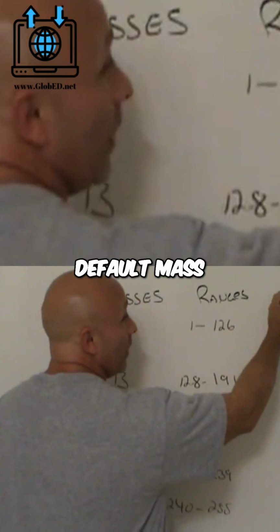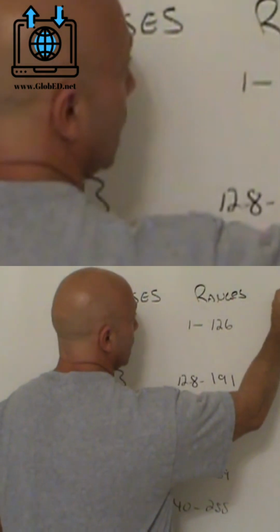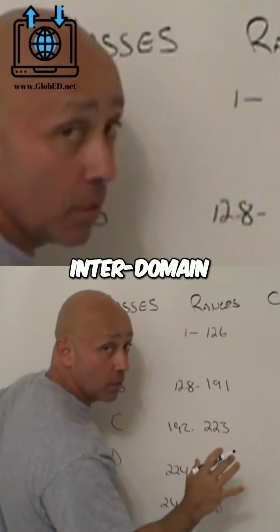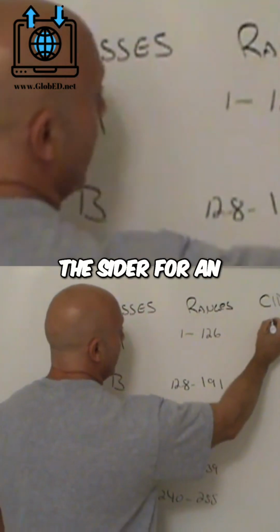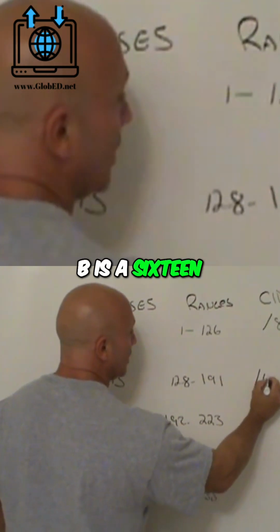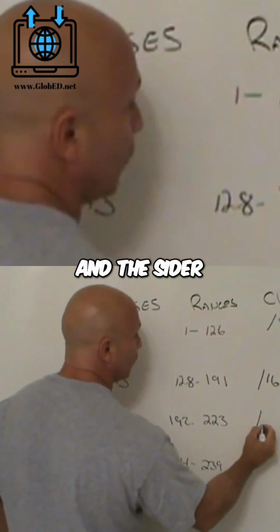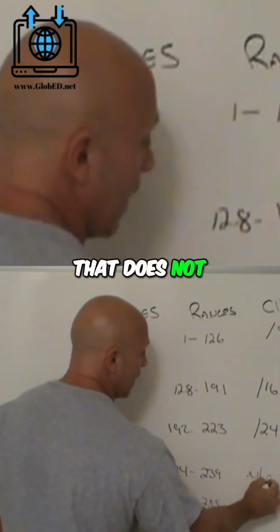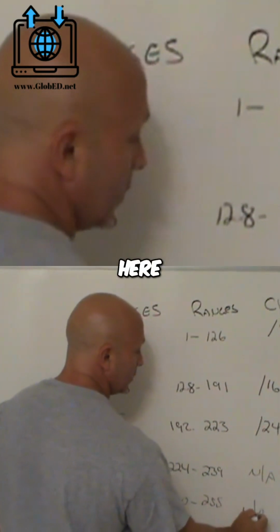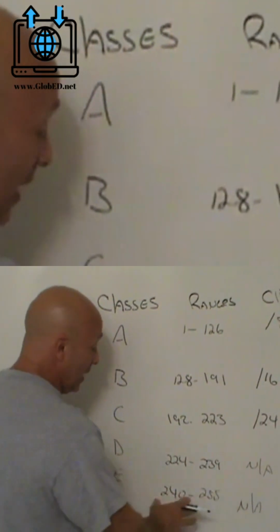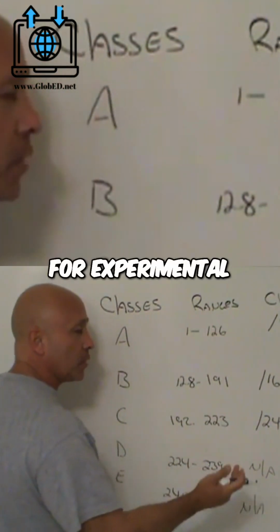Now, let's put the default mask, which is the CIDR, okay? CIDR, C-I-D-R, which stands for Classless Inter-Domain Routing. The CIDR for an A is an 8. The CIDR for a B is a 16. And the CIDR for a C is a 24. Okay? That does not apply to these two down here. The D is for multicasting. And the E is for experimental.